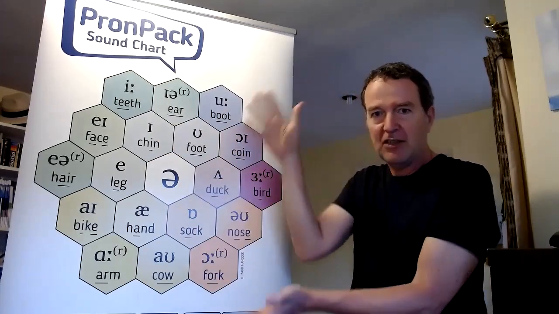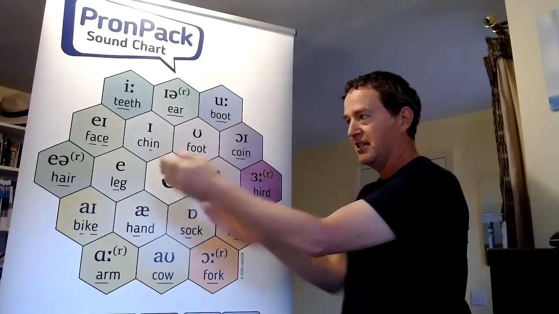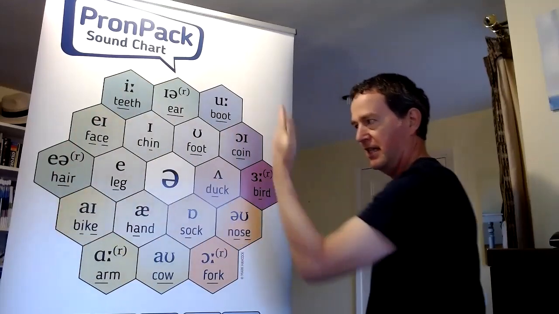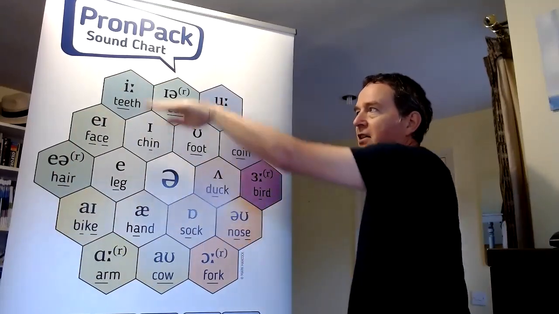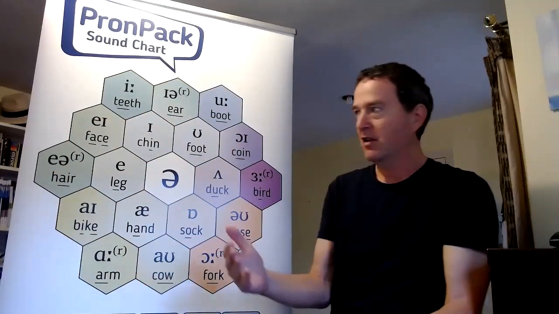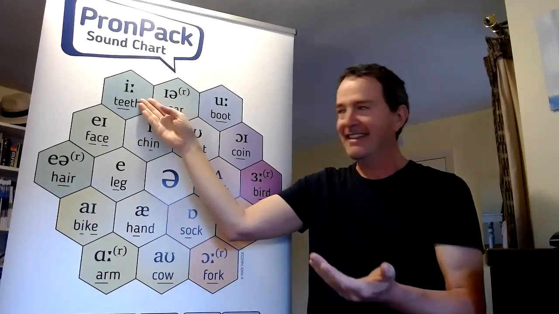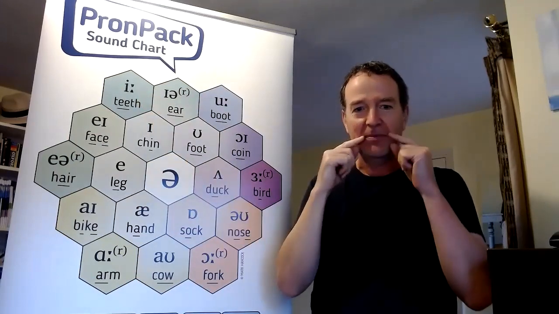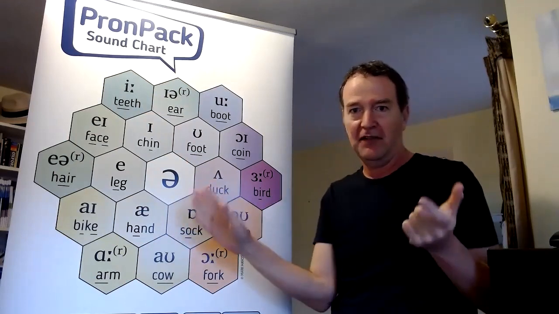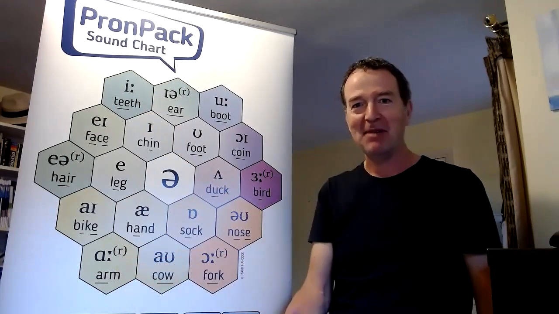Now, about the way it's organized. Basically, it's facing in this direction. So these are produced at the front of the mouth and these at the back. And these at the top of the mouth and these with the mouth more open. So let me show you what I mean. You say E, E, your mouth is relatively closed, your jaw. Whereas if you say, ah, look, you can see right inside my mouth.